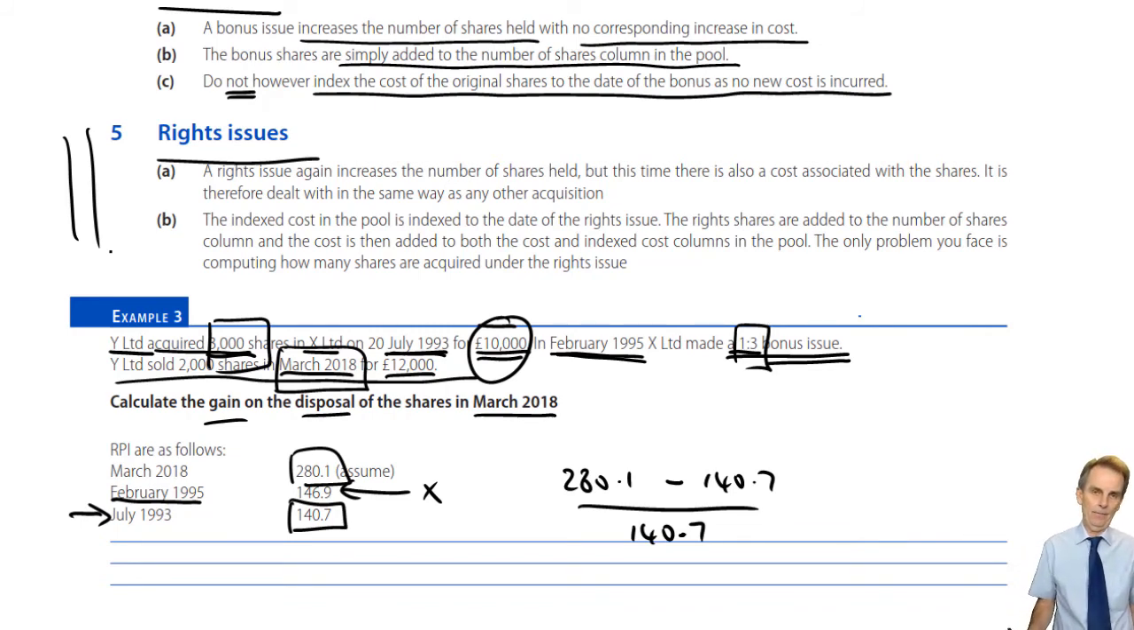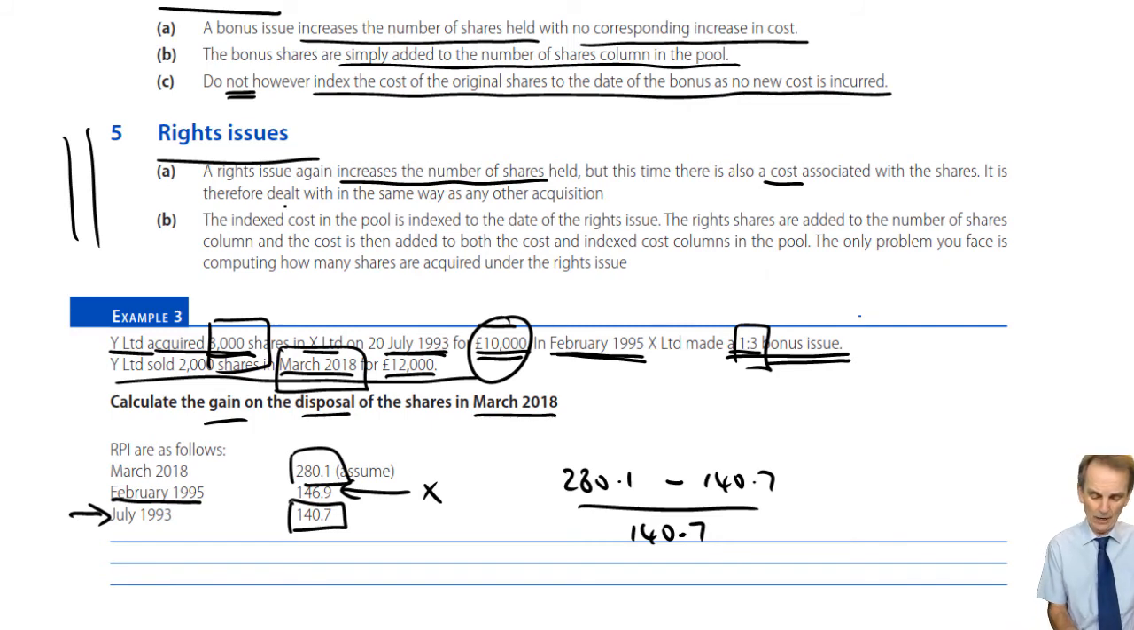But the big difference this time, of course, is that the rights issue makes far more sense as to what they're doing. The company is raising fresh share capital, new share capital, and it's going to its existing shareholders for that share capital. They will gain that share capital as long as the shareholders decide to take up their rights to that rights issue. So a rights issue will again increase the number of shares held. But this time there is a price to be paid for each of those shares acquired under the rights issue. So there's going to be a cost associated with the shares.